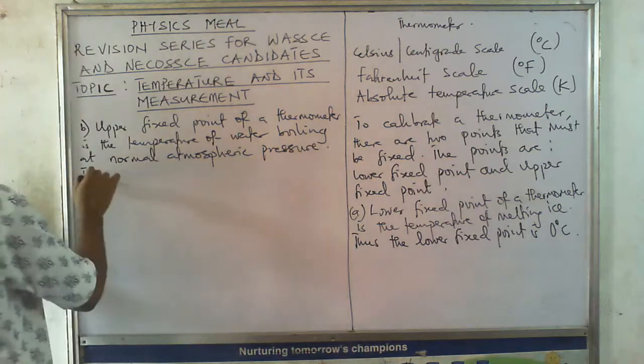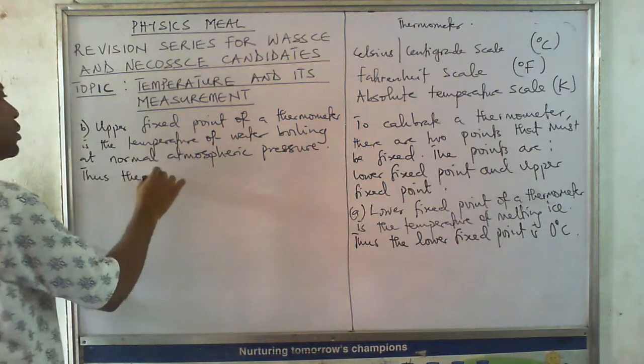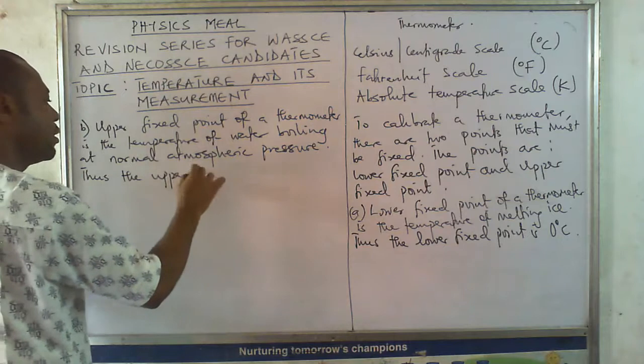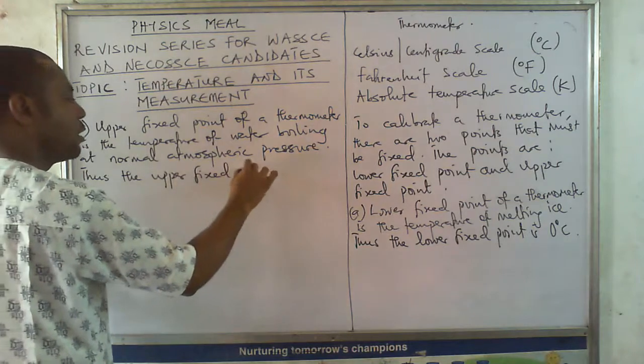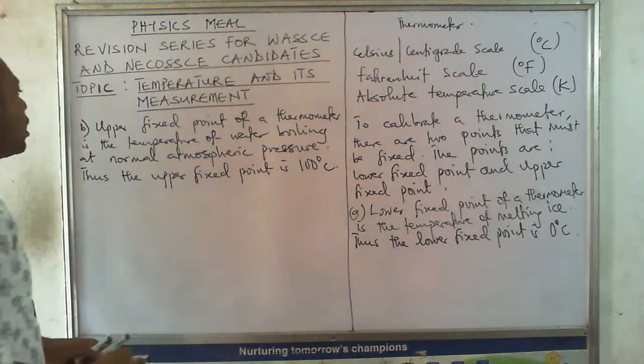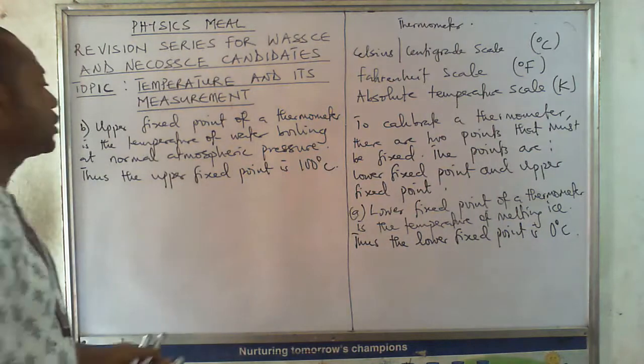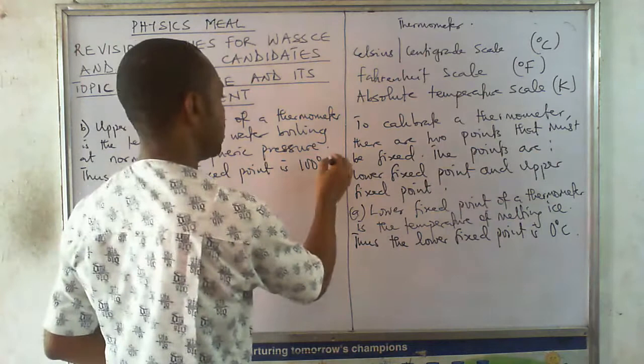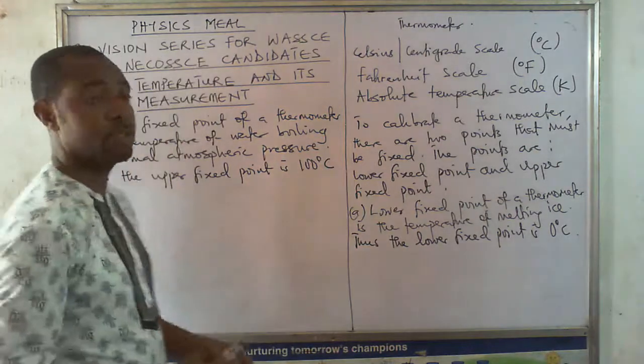Thus, the upper fixed point is 100 degrees Celsius. That's the upper fixed point: 100 degrees centigrade or Celsius.